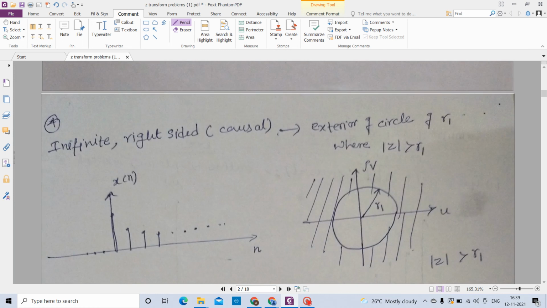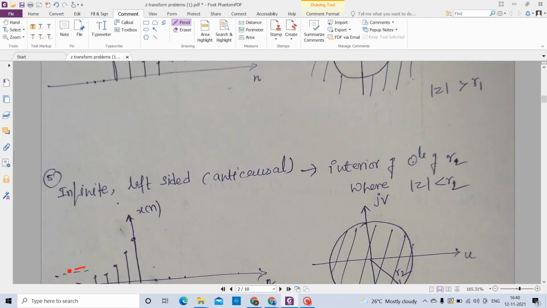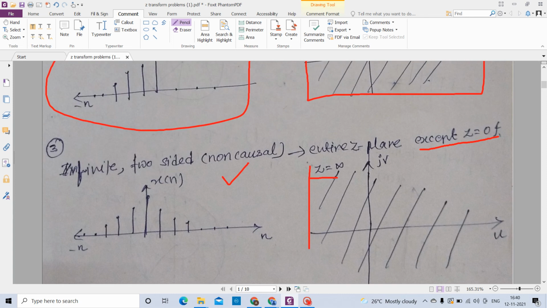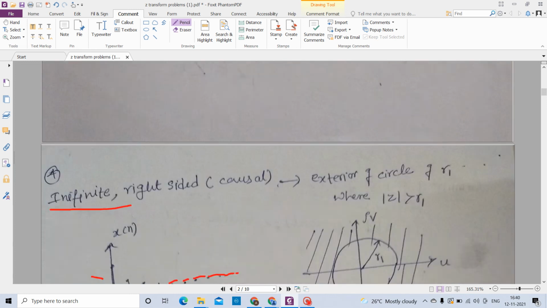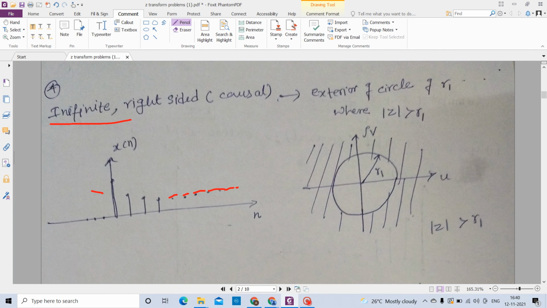Similarly for infinite sequence, if it occupies the right hand side, see here, this is the representation of infinite. This is the right side, this is the left side. In the finite sequence we have not represented it like this; these are finite samples, and these are the infinite samples. In the infinite samples, if the samples occupy the right hand side, we call that one as Gaussian.